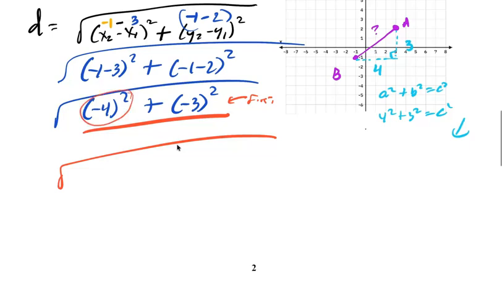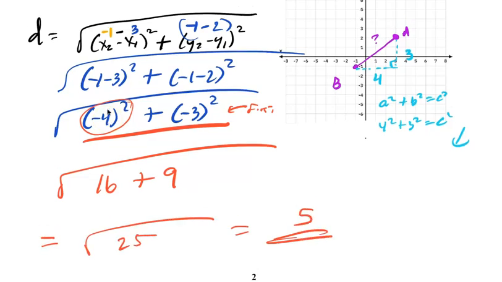So this is going to be 16 plus 9. Again, it's not -9, it's not -16. When you square something, it's always positive. If you put it in your calculator, put the parentheses. So then you get this, and you get 25. The square root of 25 is 5. And that's how far apart these things are. That's the distance, and that's the video.